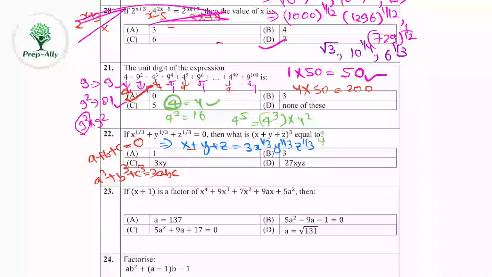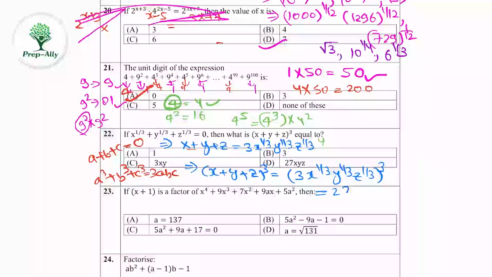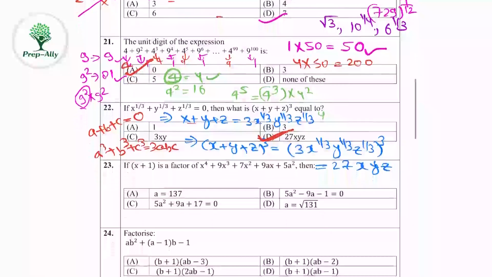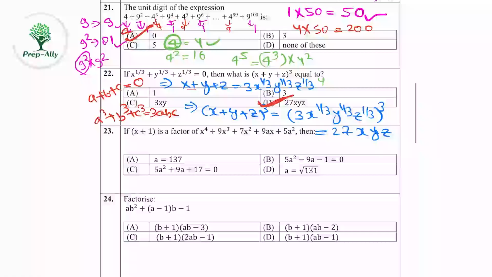Because a cube means x raised to power 1 by 3 raised to power 3, which is x, y raised to power 1 by 3 raised to power 3, which is y, z raised to power 1 by 3 raised to power 3, which is z. Now here we have to take the cube. So if I cube on both sides, we are getting x plus y plus z raised to power 3 is 3 times x raised to power 1 by 3, y raised to power 1 by 3, z raised to power 1 by 3, raised to the power 3. That we can write as 27xyz. So here we are getting option D is the correct answer. So for question number 22, option D is the correct answer.